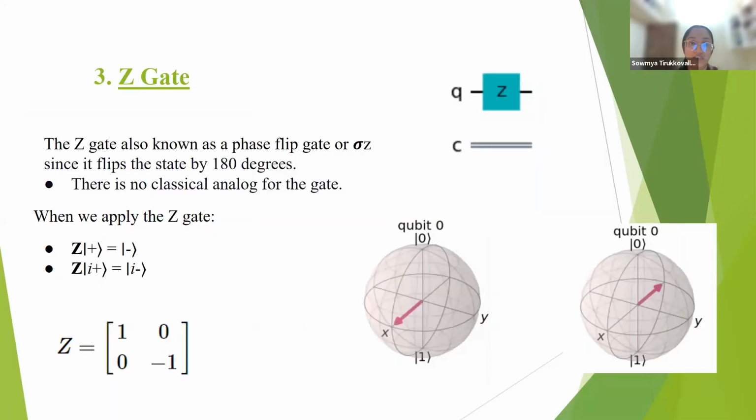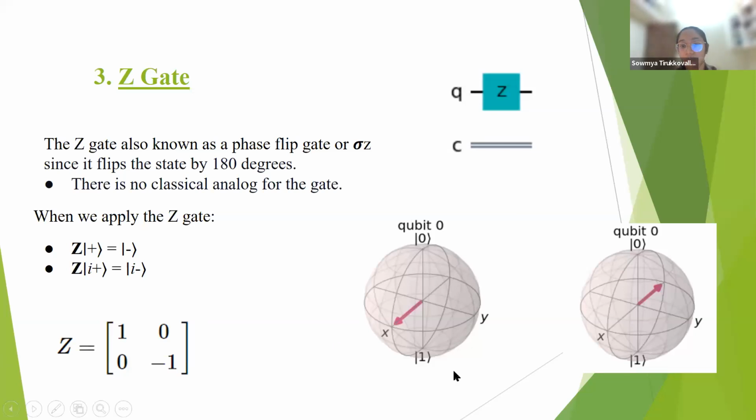Then we have the Z gate, which is known as the phase flip gate or sigma Z. It flips the state of the qubit by 180 degrees. There's no classical analog for this gate. The Z gate, when it acts on the plus state, flips it to the minus state. Similarly, if it acts on state i plus, it flips it to i minus. And this is the matrix representation of the Z gate.